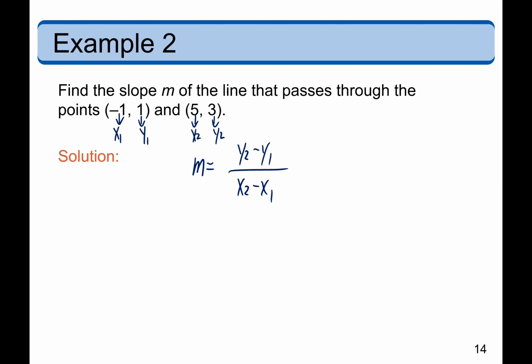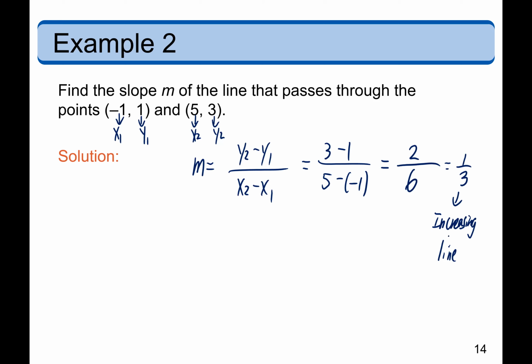So y2 is 3, y1 is 1, x2 is 5, and x1 is -1. It's minus -1, right? So make sure you do not skip any negative sign here. Otherwise, your result will be off. So now we have 3 minus 1 is 2 over 5 plus 1 is 6. The negative turns to positive, so 5 plus 1 is 6, it's 1/3. So this is a positive slope. That means it's an increasing line.